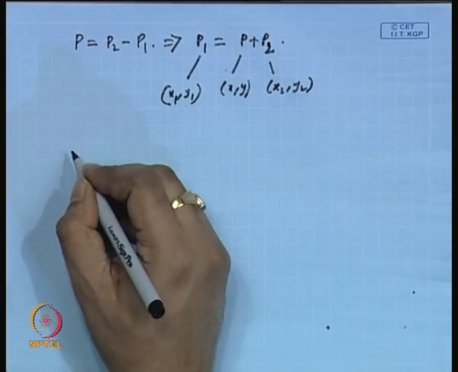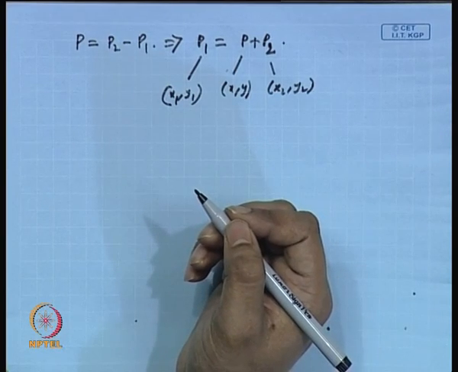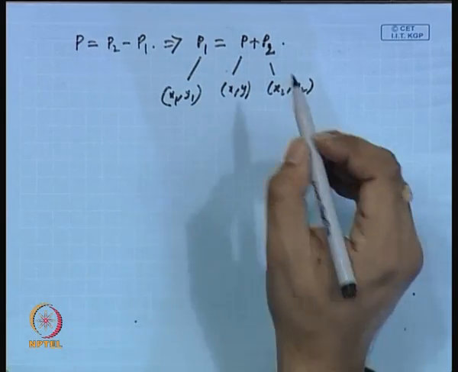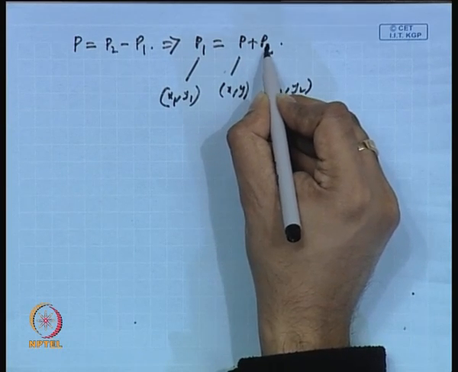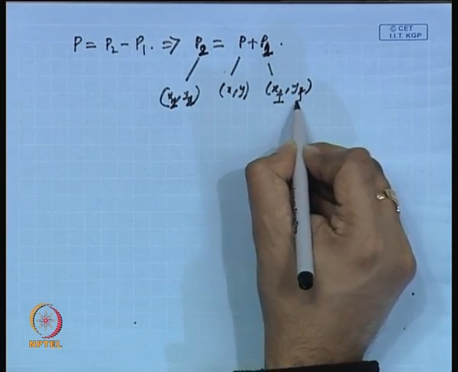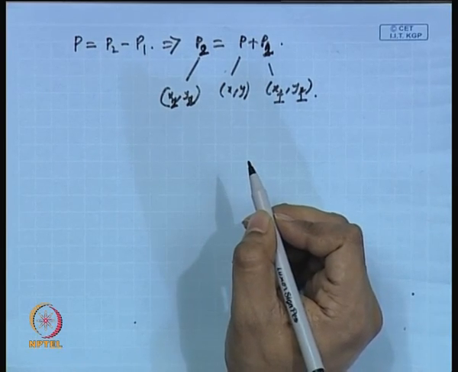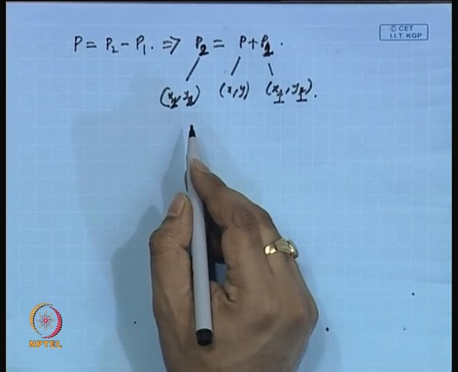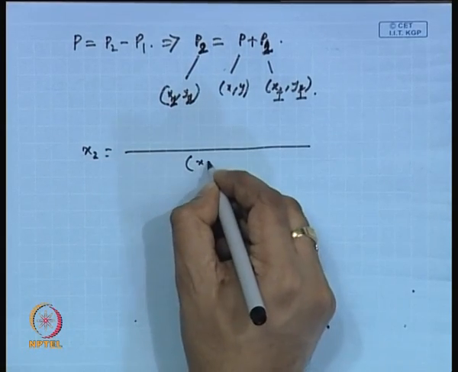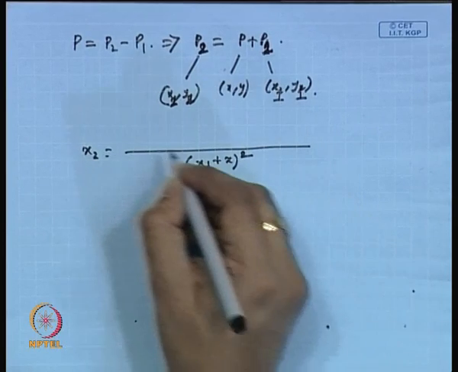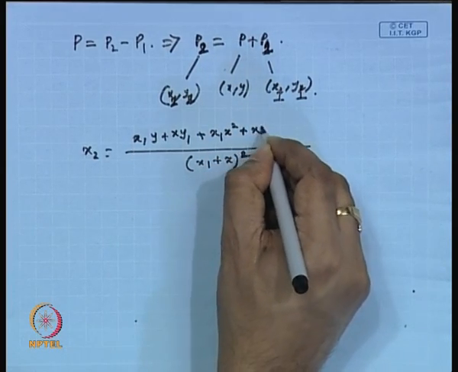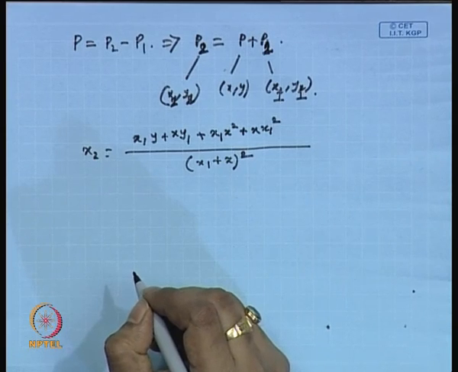Right. So, therefore, you can actually add this. Ok, so I think I wrote something wrong here: p plus p 1, right, p plus p 1 is p 2. That is p 2 is (x 2, y 2) and p 1 is (x 1, y 1), right. So, that means, you can use the previous result here to express x 2. So, your x 2 is actually equal to (x 1 plus x) whole square and you have got x 1 y plus x y 1 plus x 1 x square plus x 1 square in the numerator, ok.